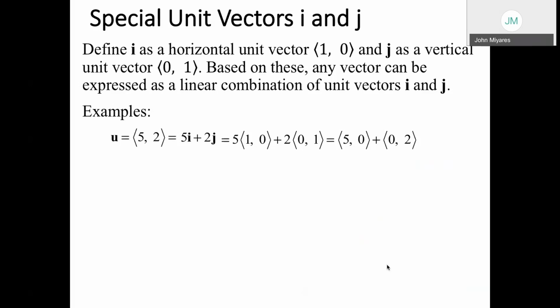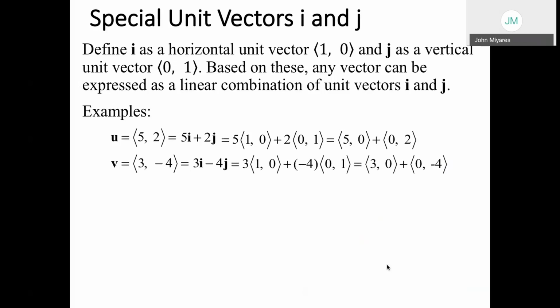Here's a second example. The vector ⟨3, -4⟩ will translate, using the unit vectors, as 3i - 4j. 3i, remember, is really the vector ⟨3, 0⟩, and -4j will translate as ⟨0, -4⟩. When we add these together, the zeros aren't going to really do anything, so that will become ⟨3, -4⟩.